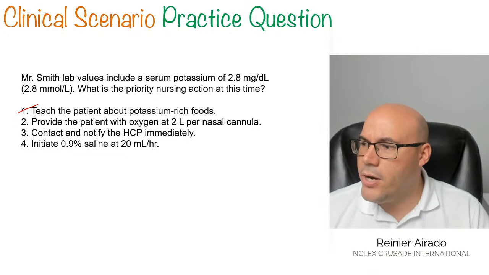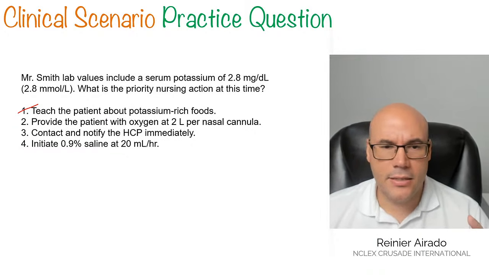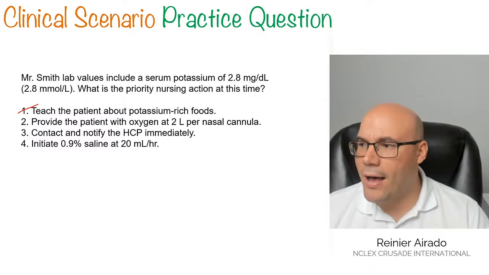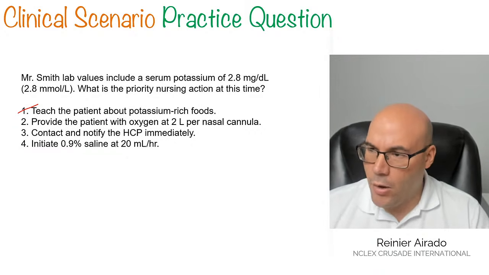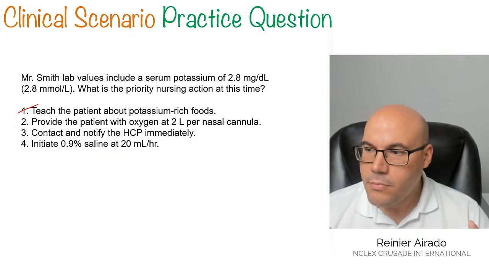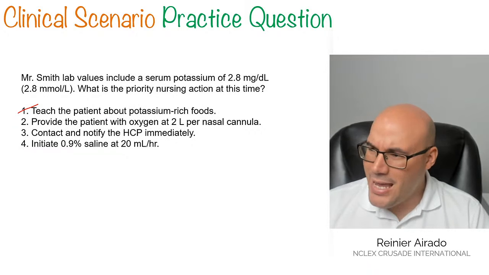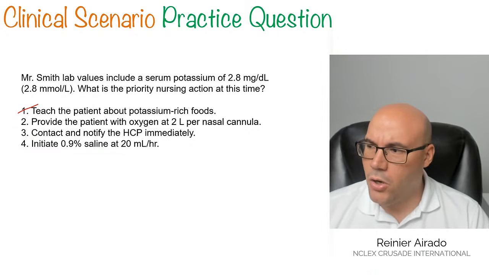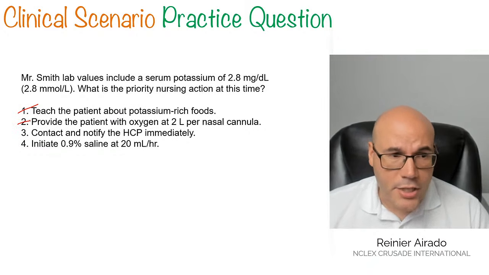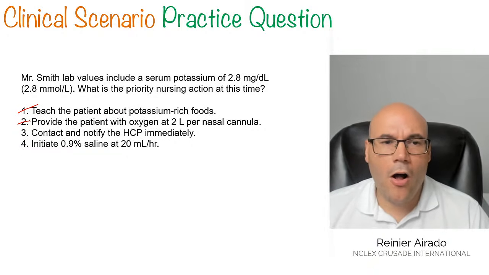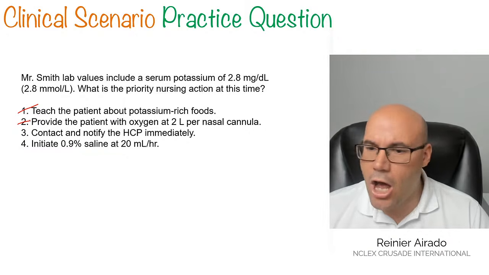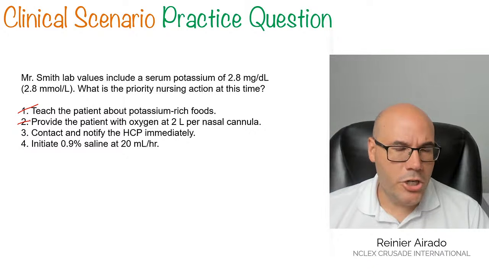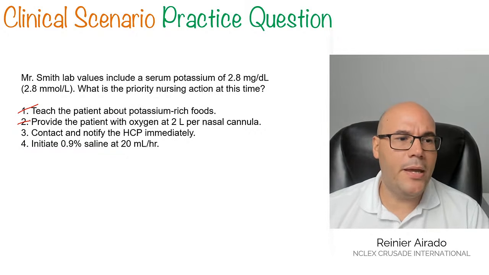Answer number 2, provide the patient with oxygen at 2 liters per nasal cannula. The only thing that we have in this scenario is a low potassium level. Is there any description that states that the patient is now having a respiratory problem? Remember that we have to use what we see in the scenario. So providing oxygen at 2 liters, is that going to fix a potassium level of 2.8? Not at all. So this answer, although it is oxygen, does not make sense. Do not fall into that mistake that anytime you see oxygen, you think that will be the answer. It depends on the scenario. So administration of oxygen does not help with the patient's condition, therefore, it will not be the priority nursing action.